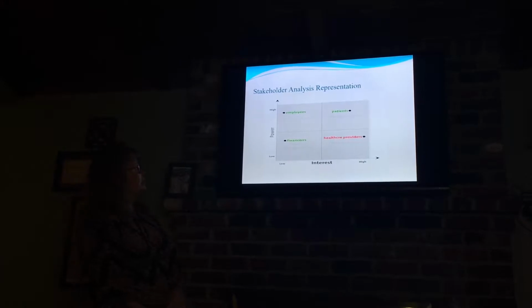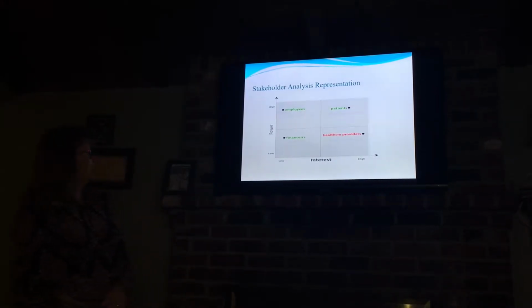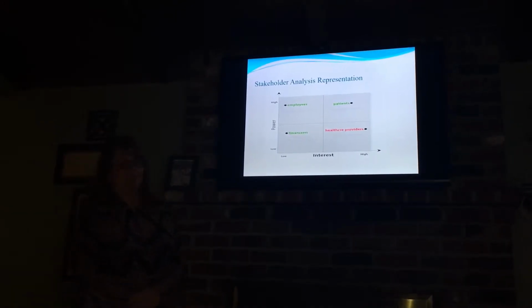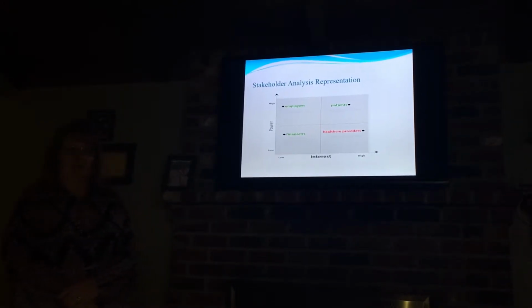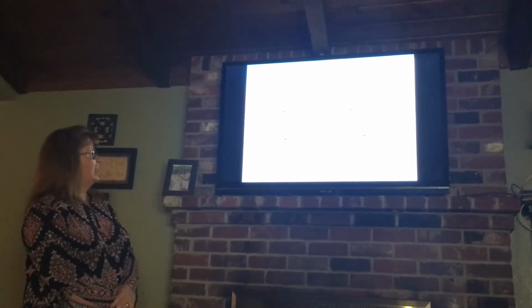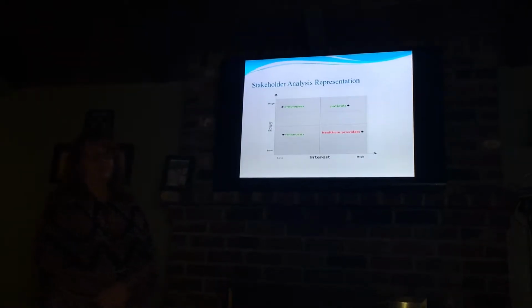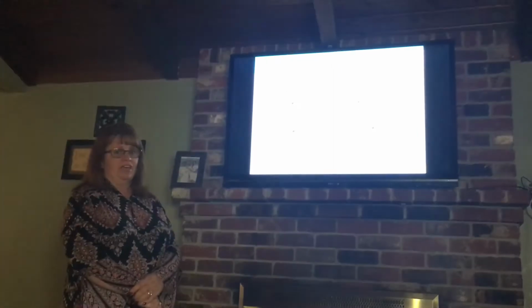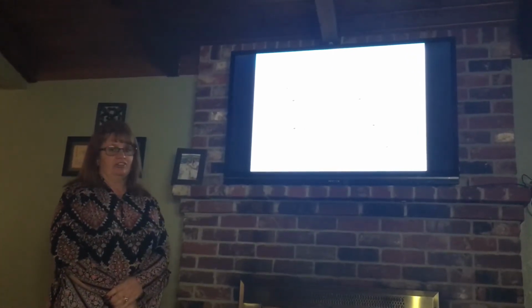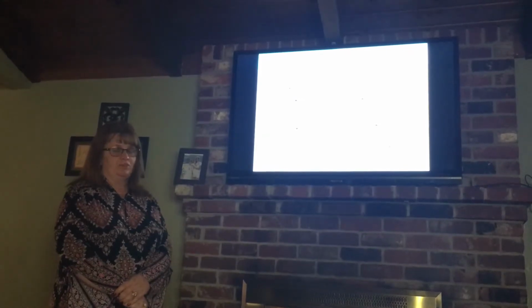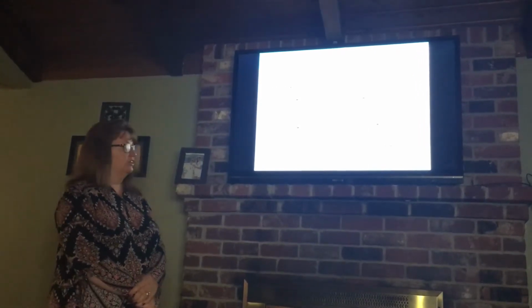So the employees are in the high power, low interest quadrant, and we want to keep the employees satisfied. That helps with retaining the employees. And then the patients are in the high power and high interest quadrant, because we want to keep the patients healthy. We want to give them high quality care, and it should not matter the cost or anything for the patients. They need the high quality care.